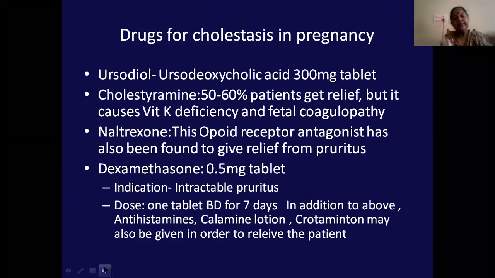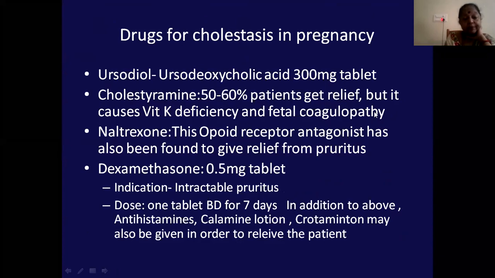The drugs for cholestasis you use are ursodeoxycholic acid 300 milligram or cholestyramine. 50 to 60% of the patients get relief, but it also causes vitamin K deficiency and fetal coagulopathy.